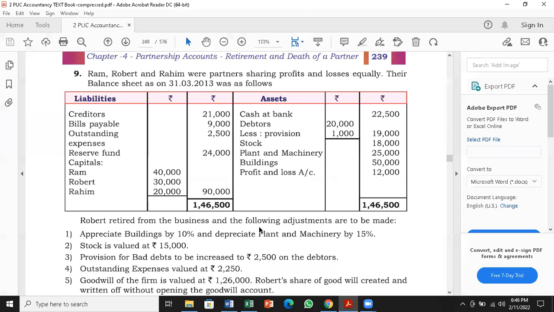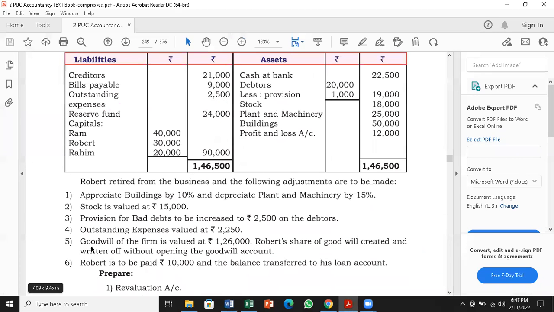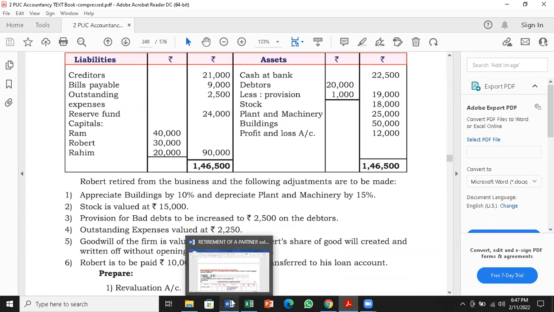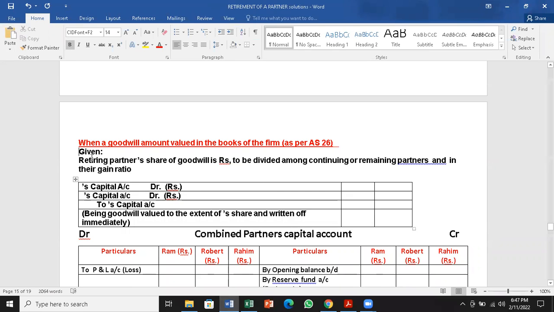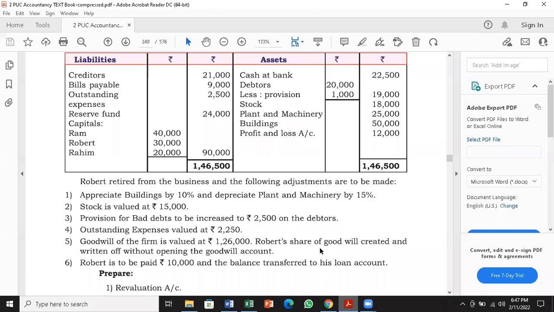Next, we'll move on to goodwill adjustment. Adjustment 5. Goodwill of the firm is valued at 1,26,000. Robert's share of goodwill is created and written off immediately, without opening the goodwill account. That's what we are going to do. So first we have to see the given: goodwill of the firm is valued at rupees 1,26,000.